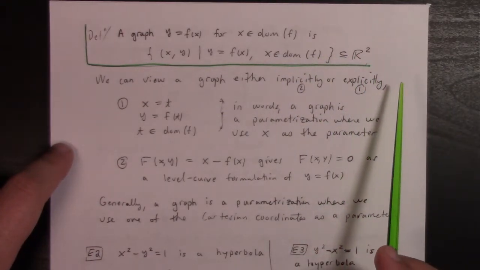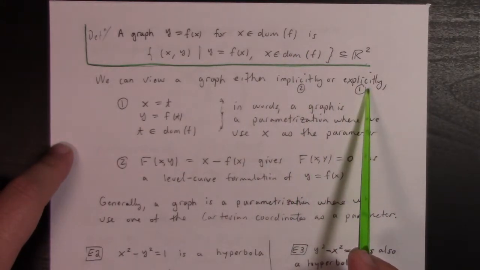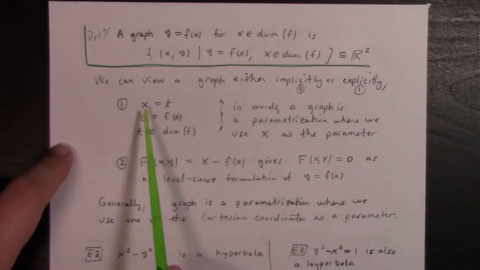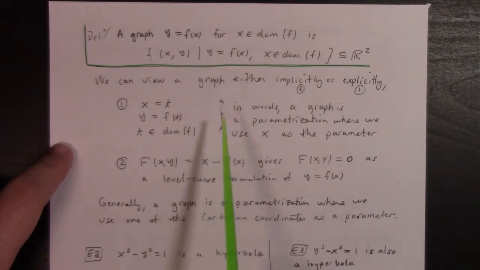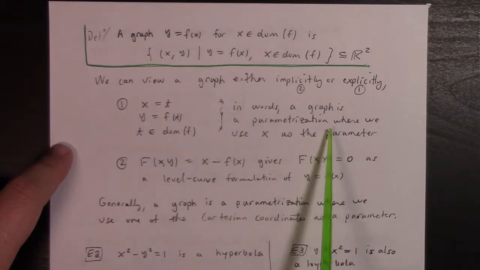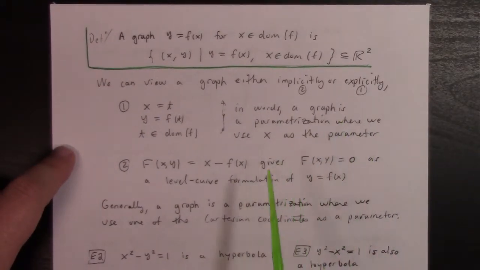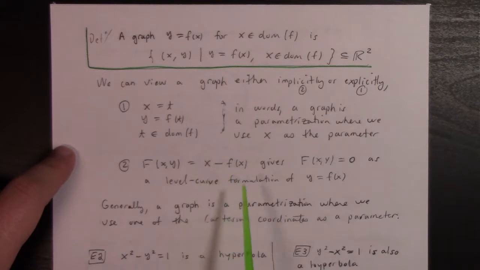So if you think about it, we could take a graph and view it either implicitly or explicitly. The explicit viewpoint is the parametric viewpoint. You think about x being equal to t, y equal to f of t, where t is in the domain of f. In other words, we can think of a graph as a parameterized curve where x is used as the parameter. On the other hand, we could look at a graph as a solution to an equation, namely f of x, y equals y minus f of x.